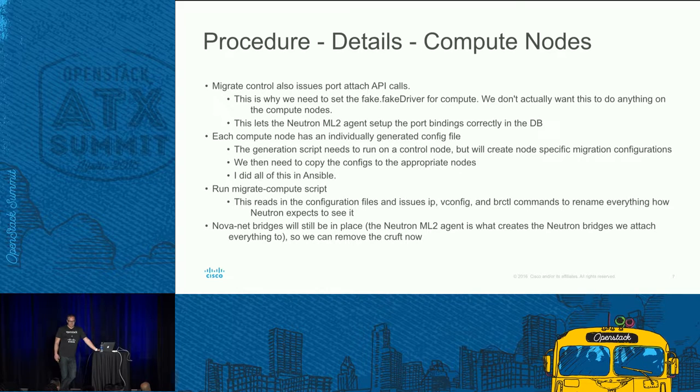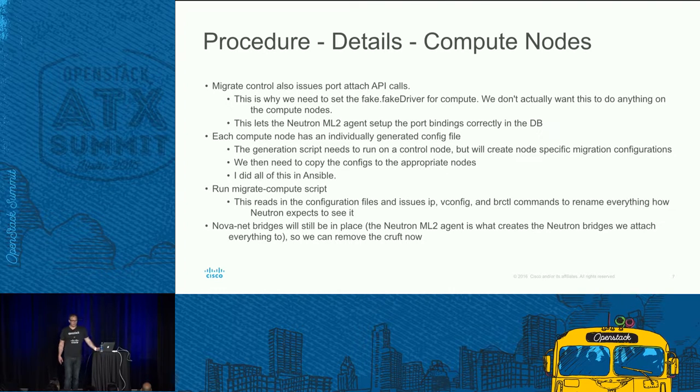Now we move to the compute nodes. Up until this point, everything you've done, you can undo without causing really any damage. We've only modified the Neutron database. We haven't done anything to the compute nodes, again, other than changing that fake driver variable. So everything up to this point is undoable. Even I've had to undo it a lot of different times.